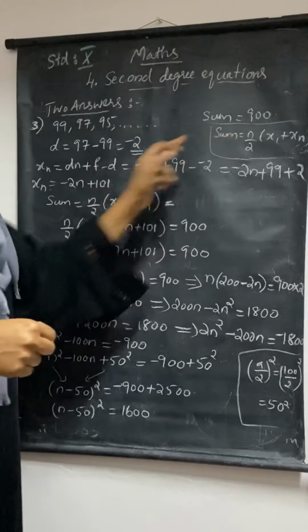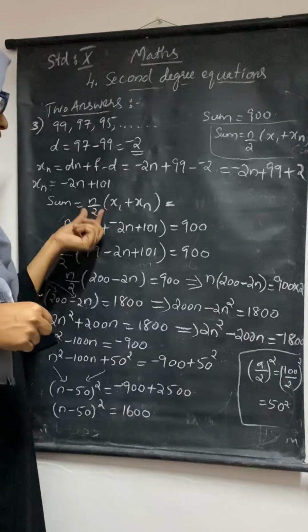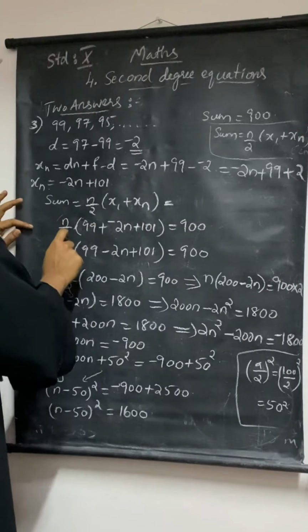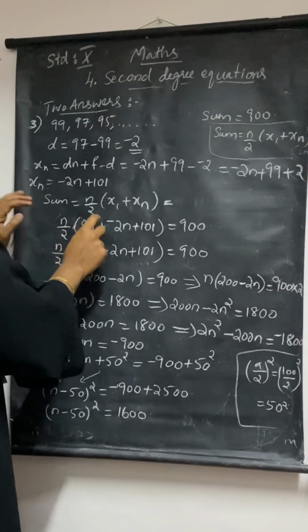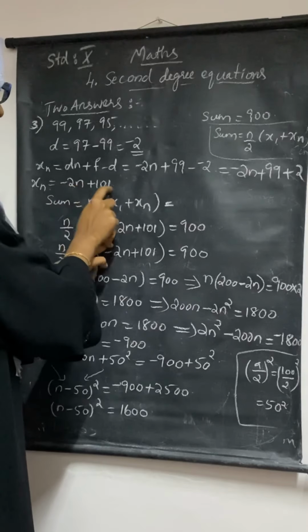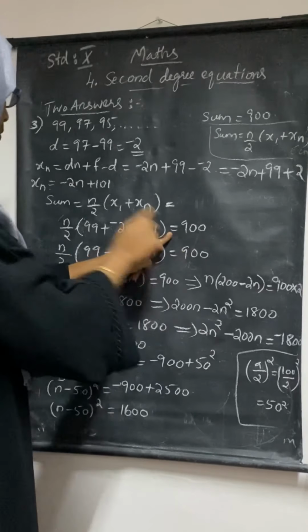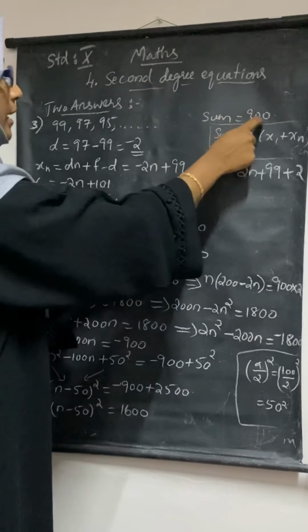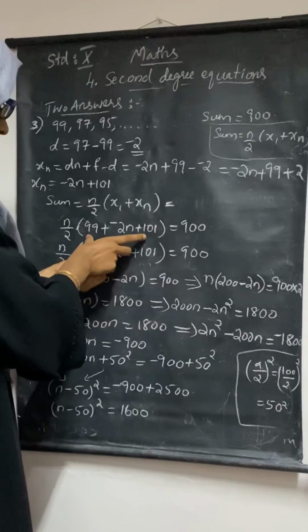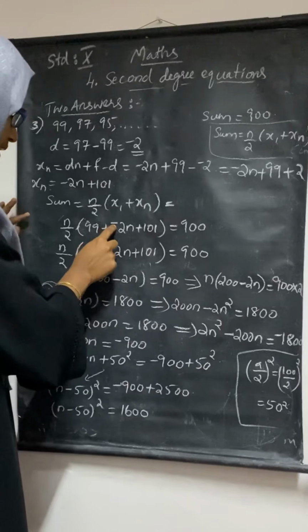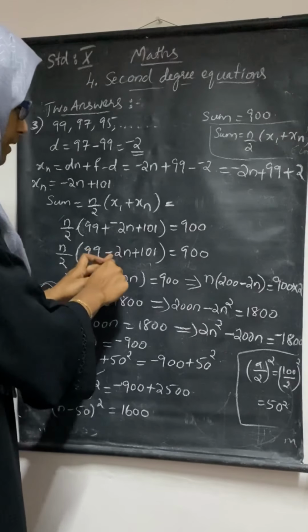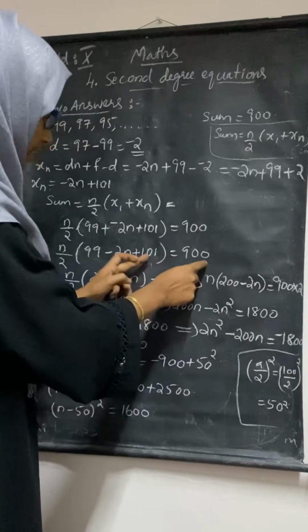So now we are going to put in the sum. Sum is equal to n by 2 into (x1 plus xn). That is n by 2; n we don't know, the number of terms. So x1 is 99, plus xn, which is minus 2n plus 101, is equal to the sum already given, 900. Now we have to simplify these two: n by 2 into (99 plus minus 2n plus 101) is equal to 900.